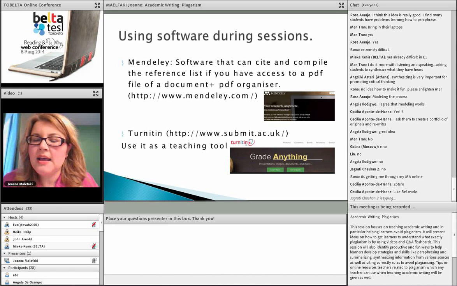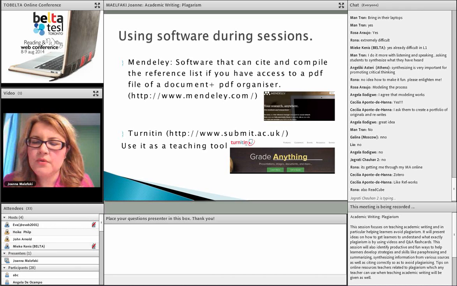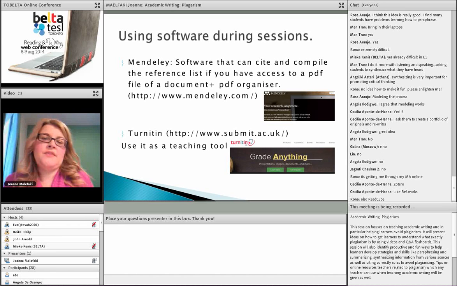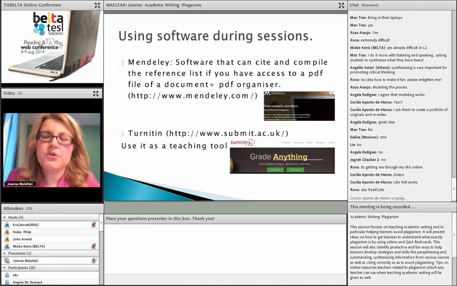So it's a way to reference without having to do it yourself. The software does it for you. So this is one way to help your learners avoid plagiarizing in their reference list. I wish I had this when I was doing, I wish I knew about it. I don't know if it existed when I was doing my MA, because writing a reference list is very hard, and this software just does it for you. It's really good. Try it.